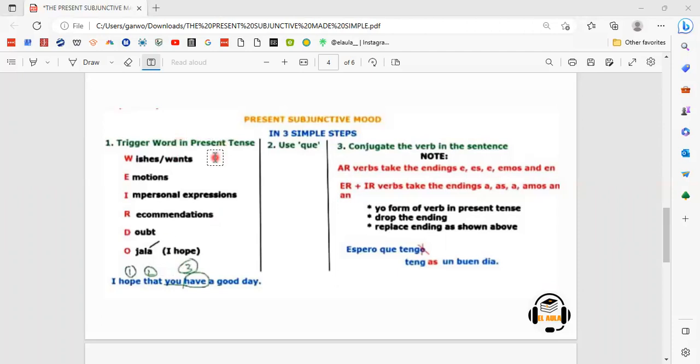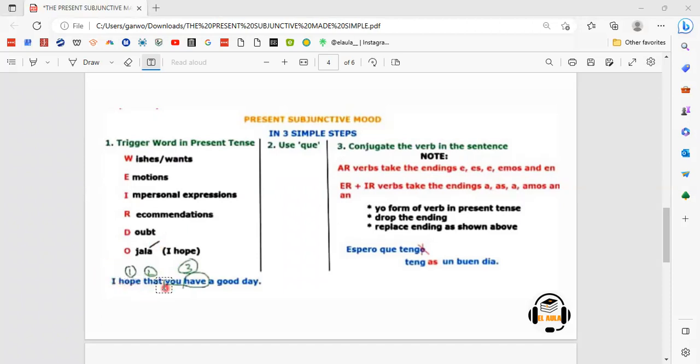So using our same example of walking, for a wish or a want would be, I hope that you walk to school. Emotion, I am sad that you walk to school. Impersonal expressions, it is heartbreaking that you walk to school. Recommendations, I recommend that you walk to school. Doubt, I doubt that you will walk to school, right?